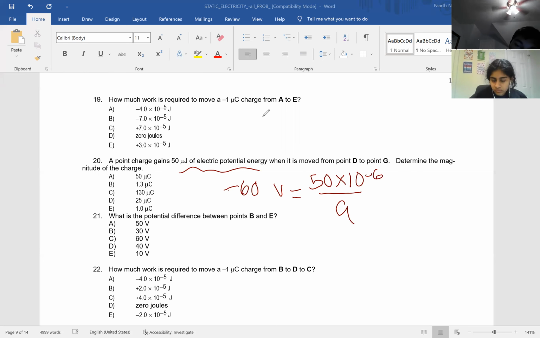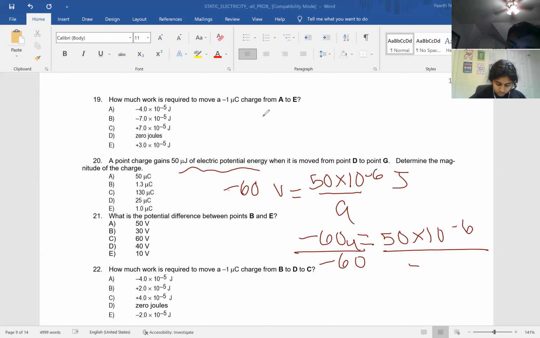So in order to do that, all you have to do is a little bit of isolation. If you really want, you can do negative 60 equals 50 times 10 to the power of negative 6, and then you can divide both sides by negative 60. What is that? Did I do that right? That would be like 0.83 something. Wait, okay, something's not right. Let me redo that.